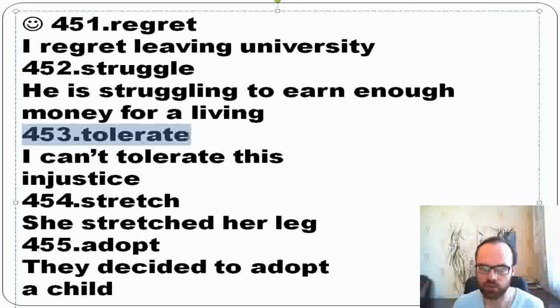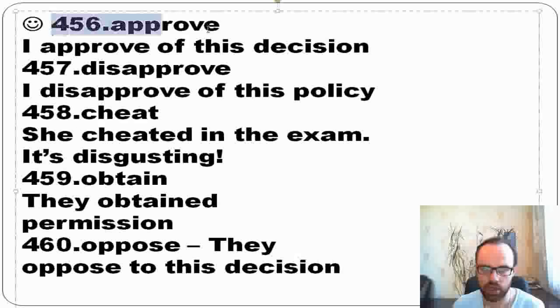Tolerate. I can't tolerate this injustice. Stretch. She stretched her leg. Adopt. They decided to adopt a child. Approve. I approve of this decision. Disapprove. I disapprove of this policy. Cheat. She cheated in the exam. It's disgusting. Obtain. They obtained permission. Oppose. They oppose this decision.